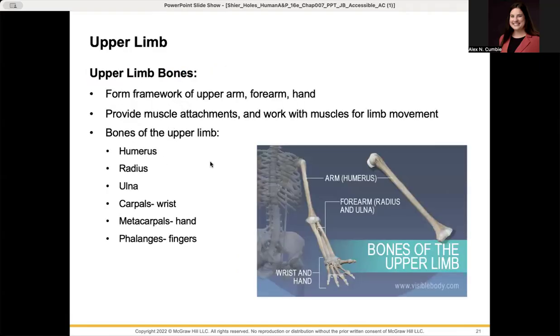You then have some of your other bones, okay? So we have the humerus here. This is that upper arm bone. And then when we get to the lower arm, we have the radius and the ulna. Carpals make up the wrist bones, metacarpals, the hand bones, phalanges, the fingers.